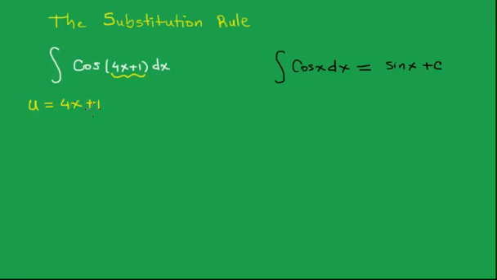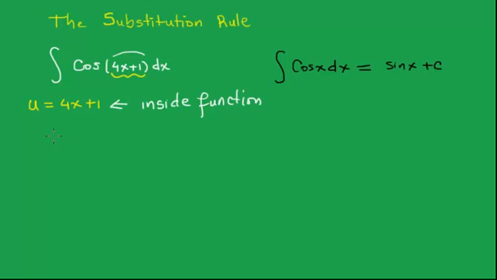The substitution rule is more of an art, and you will get used to it as you do a lot of problems. Our choice of u is motivated by the fact that it is the inside function. You see here, cosine of 4x plus 1. 4x plus 1 is inside cosine. So that's something to keep in mind: inside function. Once you make that substitution u, the next thing is you compute the derivative.